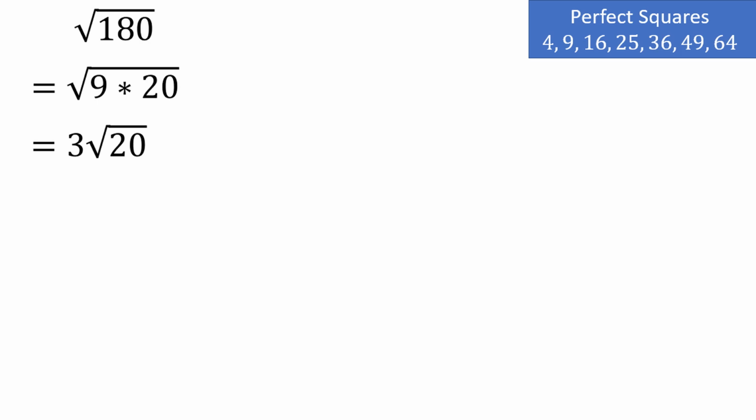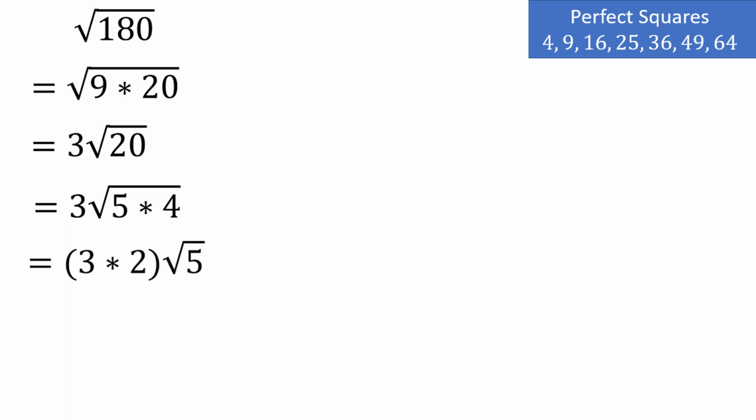Now I know 3 square root 20 can be rewritten as 3 times the square root of 5 times 4. The square root of 4 can come out as a 2 and multiply the 3 so that we have 6 times the square root of 5, which is our final simplified form.